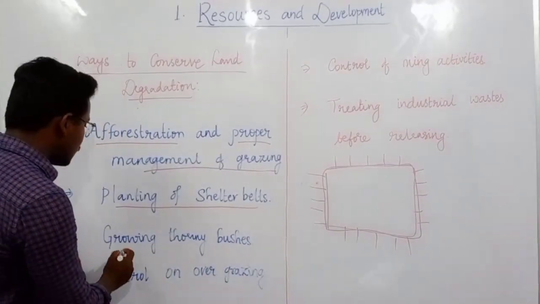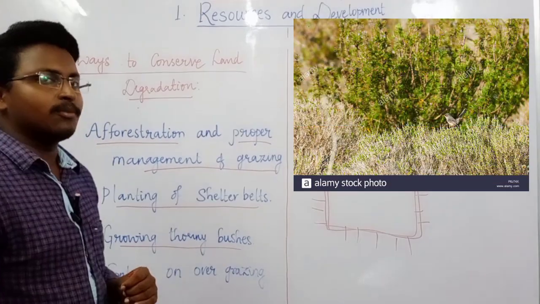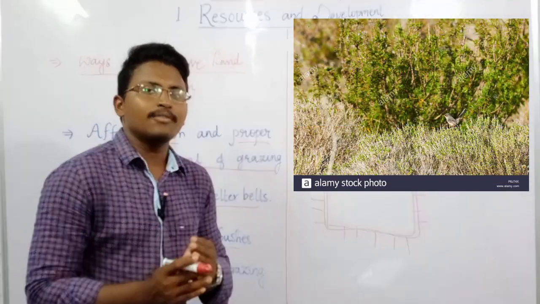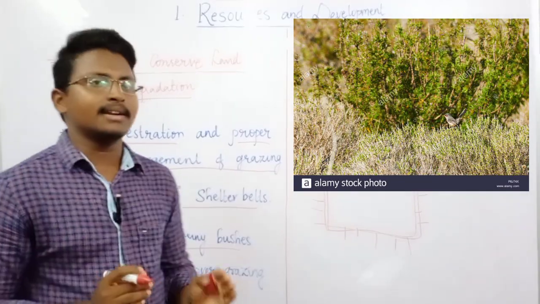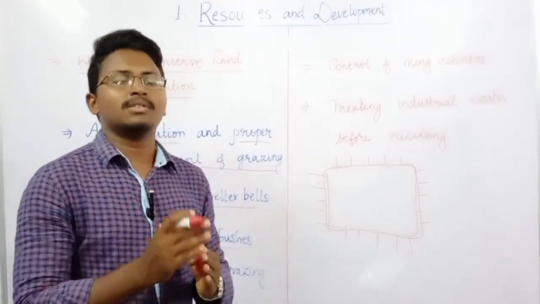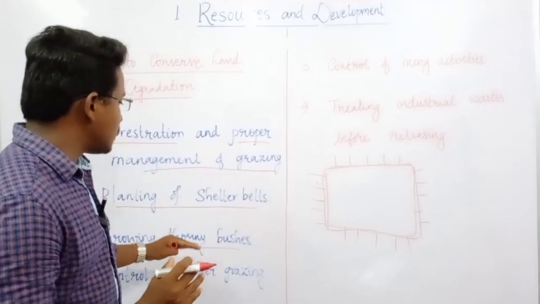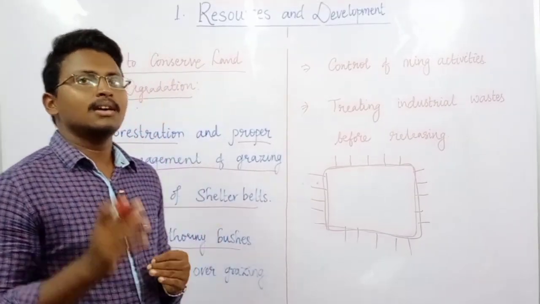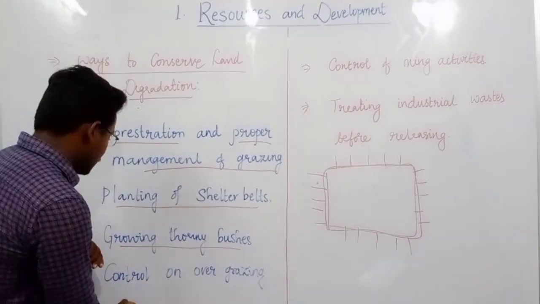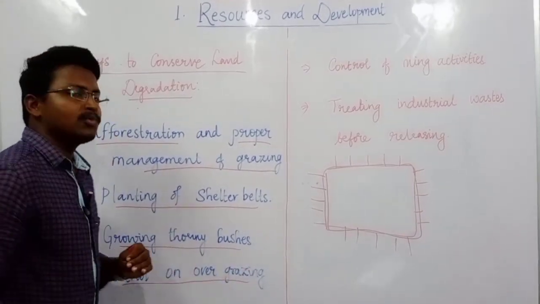Then the third one is growing of thorny bushes. You can see these thorny bushes in regions like desert regions where there is more sand. In those regions you can grow thorny bushes, which can also control land degradation.